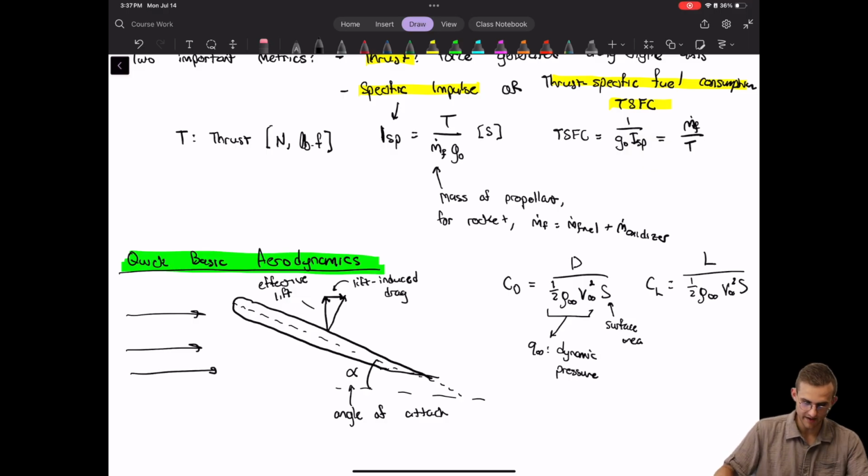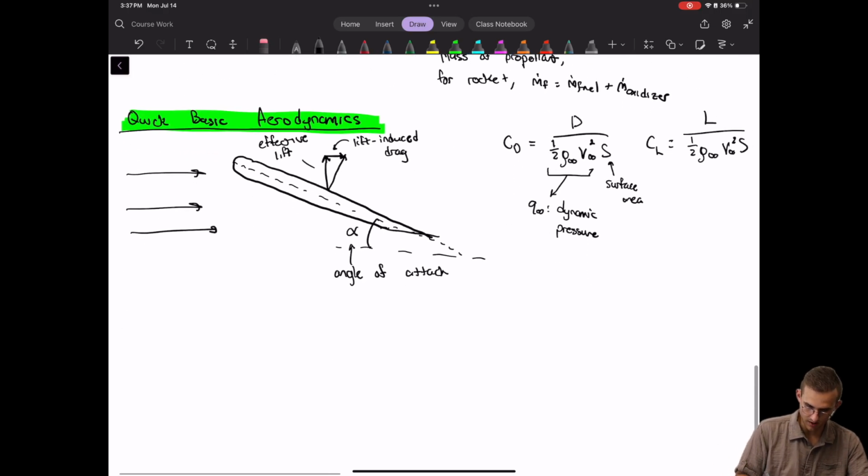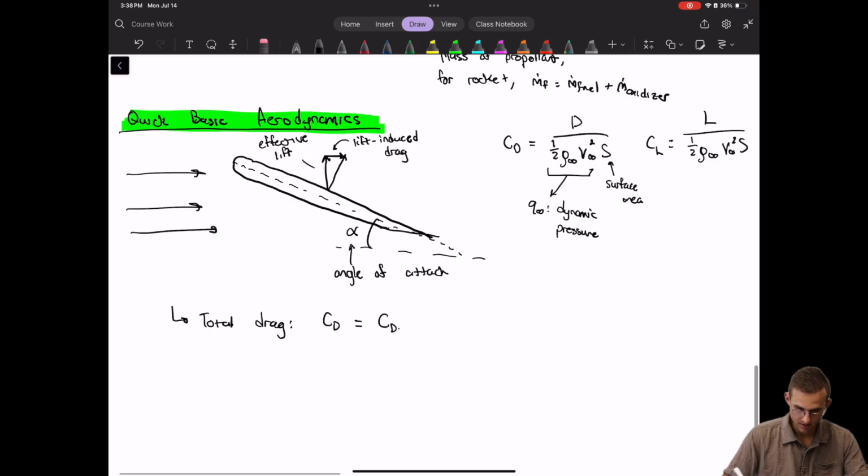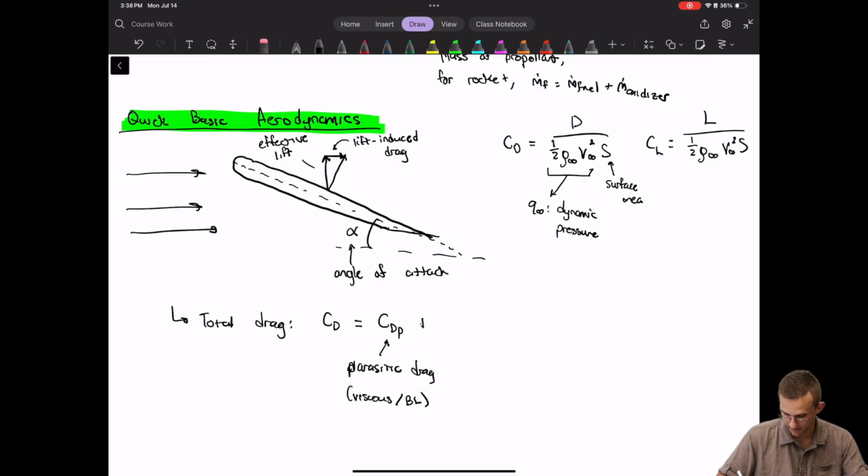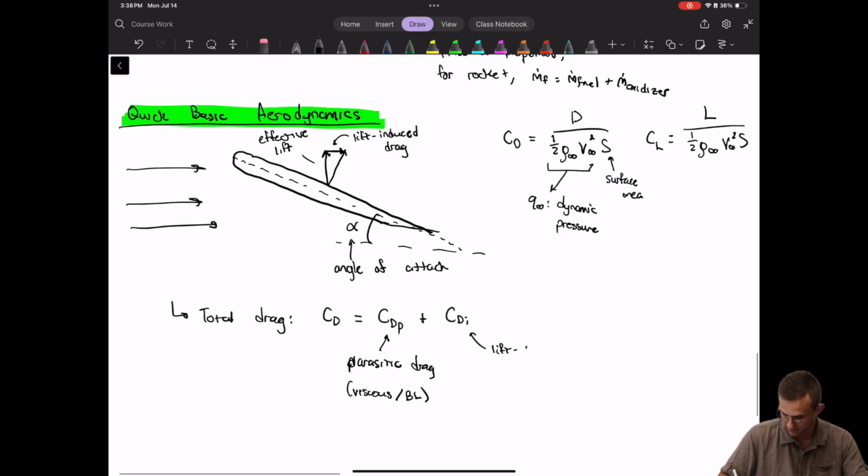Okay, and then we have this concept of total drag, where our total drag coefficient is actually made up of CdP, which is your parasitic drag. That is the viscous drag, which has to do with the boundary layer. That's like friction, right? And then there's the lift-induced drag, which is CDI, and that's what we just talked about a moment ago.